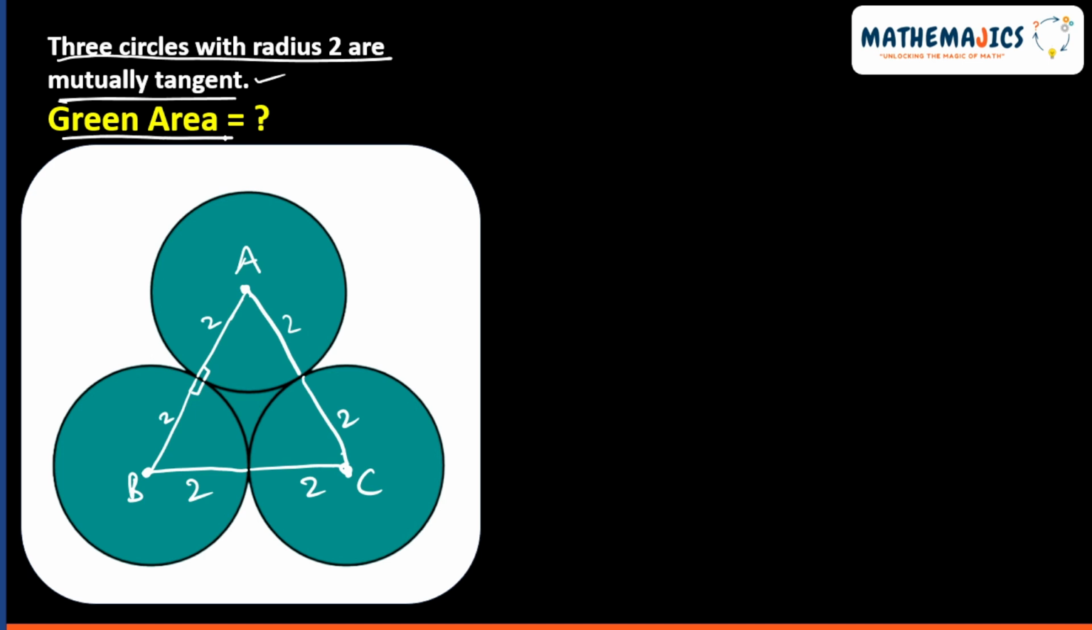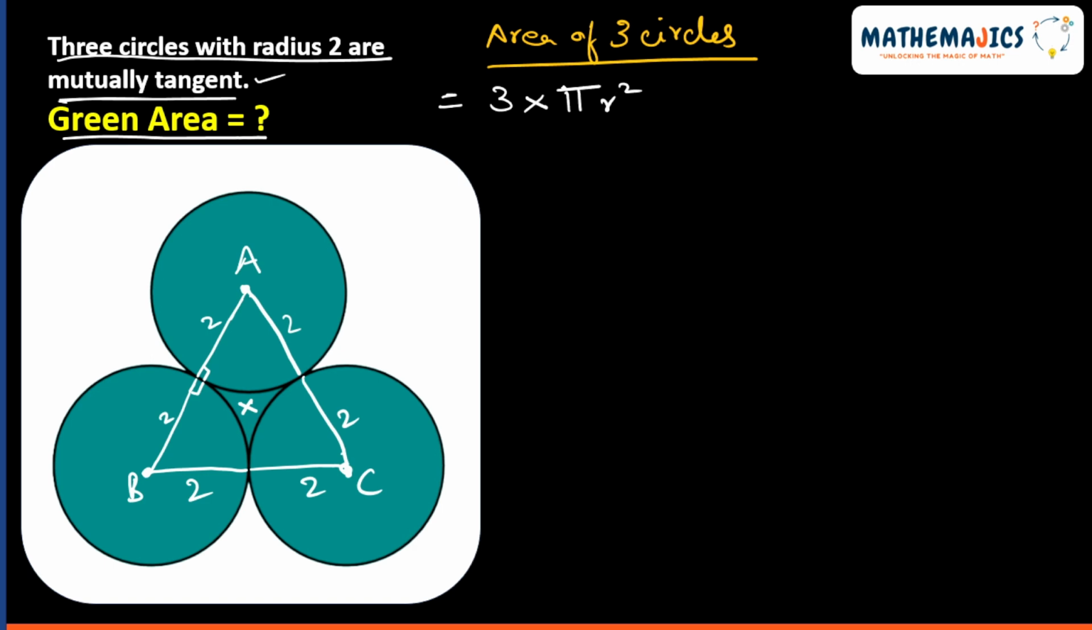We need to find out the green area. How can we find the green area? The green area is these three circles and this part X bounded by these three circles. So let's start finding the area in green color. We will start with the area of three circles. How to find the area of three circles? All three circles are equal. So we can find the area of one circle and multiply by 3.